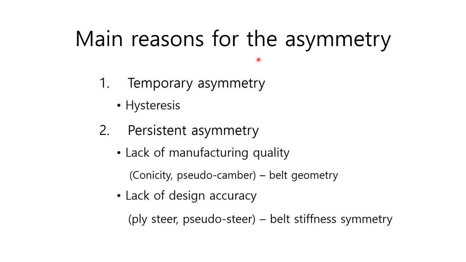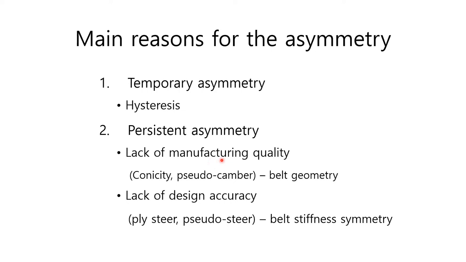Main reasons for the asymmetry can fall into two categories: temporary and persistent asymmetry. Temporary asymmetry comes from hysteresis, and the persistent asymmetry comes from conicity and the ply steer. Persistent asymmetry is our main topic. There are two main causes. First one is a lack of manufacturing quality.